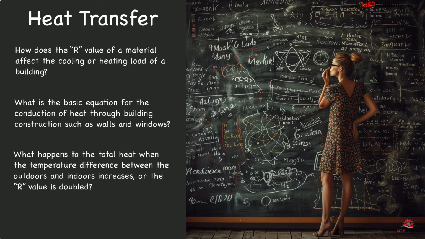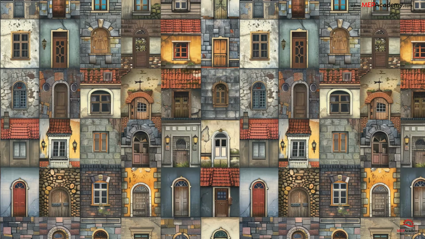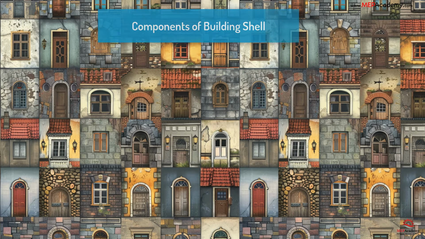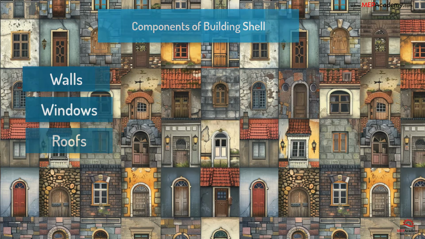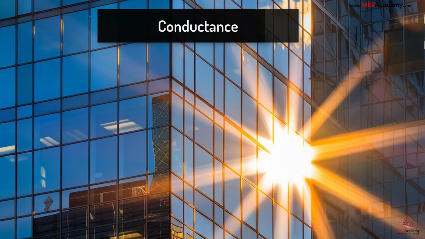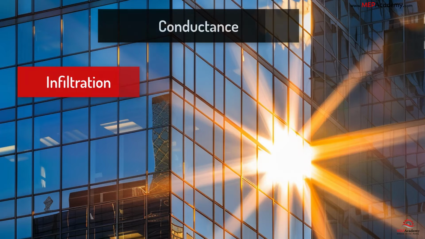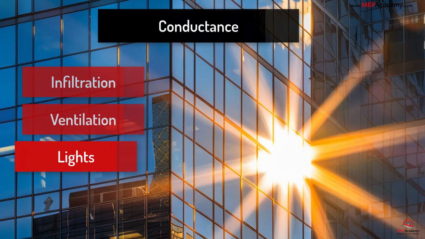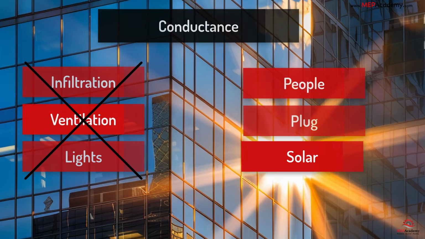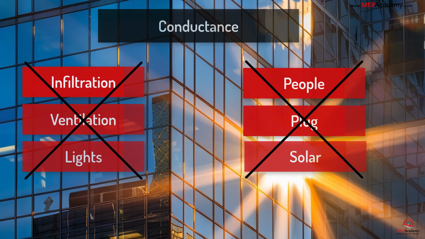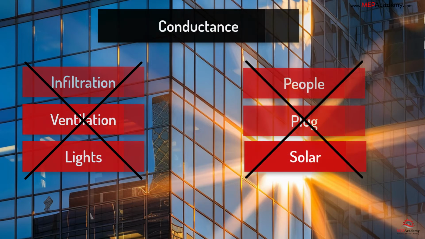One of the factors that needs to be considered is the components of the building shell that will contain the conditioned air. This would be the walls, windows, roof, and floors over unconditioned spaces. Here is the equation for the transmission of heat through building components by conductance. This doesn't consider other heat gain or loss methods such as infiltration, ventilation, lights, people, plug, or solar loads. This also just looks at single components and not the full wall assembly, including interior and exterior air films.